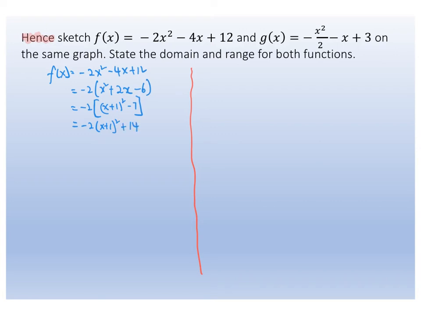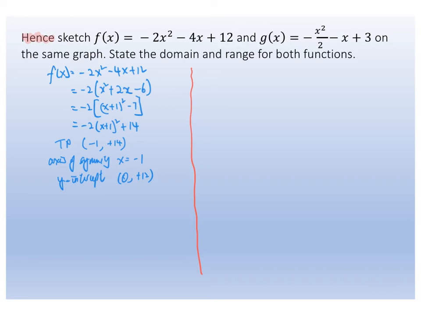All right, so the change is the turning point. The turning point here is (minus 1, 14). And then the axis of symmetry, there's no change, is x equals minus 1. The y-intercept is actually now (0, 12). The x-intercept in this case does not change at all.